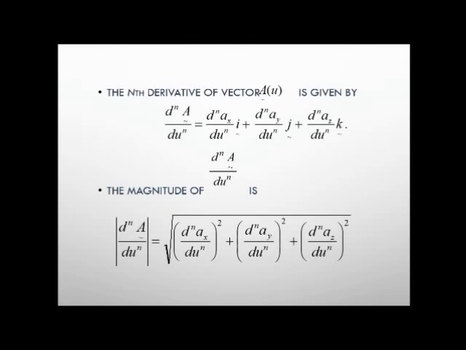Similarly, the nth order derivative of the vector A(u) is given by d^n A by du^n, which will be d^n Ax by du^n i cap plus d^n Ay by du^n j cap plus d^n Az by du^n k cap. Now if you want to calculate the magnitude of this nth order derivative of a vector, you can square the components and then take the square root, as we have been doing previously.